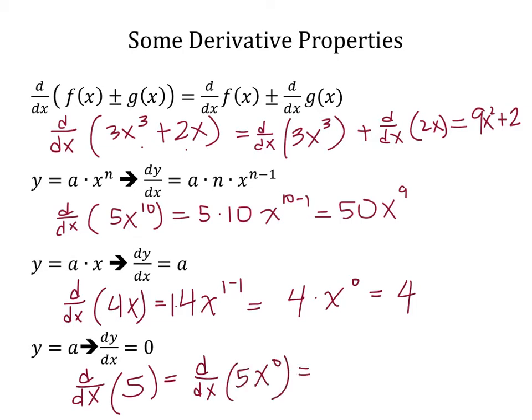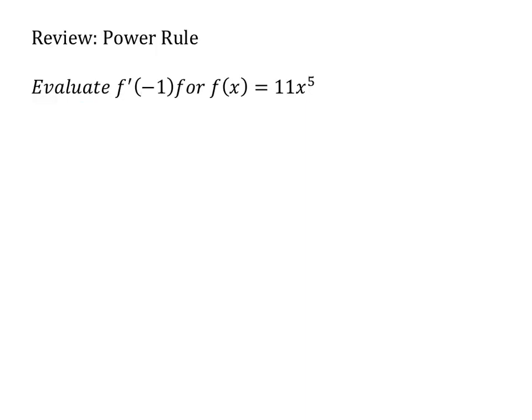So this comes out to 0 times 5, or 5 times 0, sorry. Doesn't matter. 5 times 0x raised to 0 minus 1. But it doesn't really matter because 5 times 0 just comes out to 0, right? So we have 0. So the derivative of any number with no variable is just 0. Some review on the power rule.